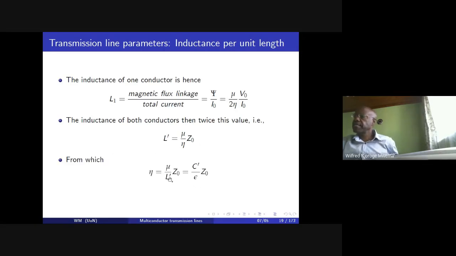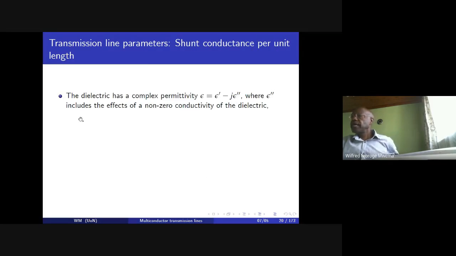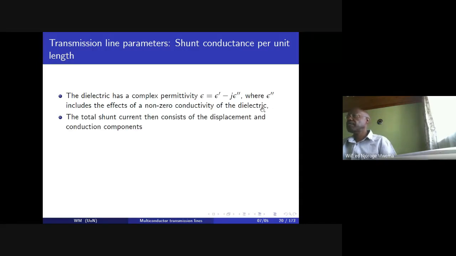From which we can see that the intrinsic impedance is just going to be given by mu over L prime times Z naught, and this is the same as C prime over epsilon multiplied by Z naught. So when the dielectric is lossy, it will have a complex permittivity, which will be given by epsilon equal to epsilon prime minus j epsilon double prime, where the epsilon double prime will include all the effects due to non-zero conductivities of the dielectric, as well as the polarization damping forces.